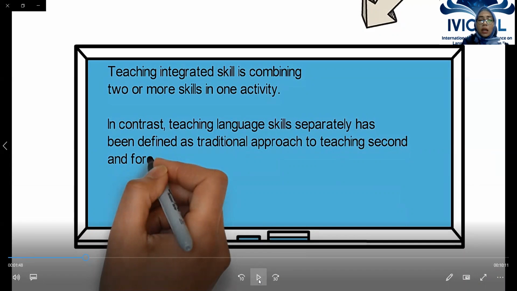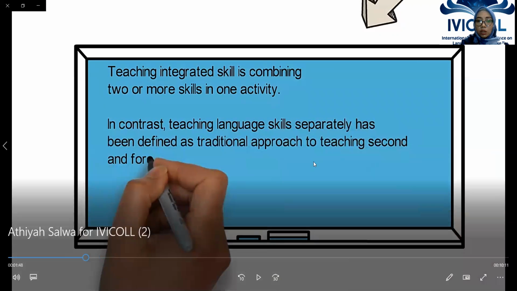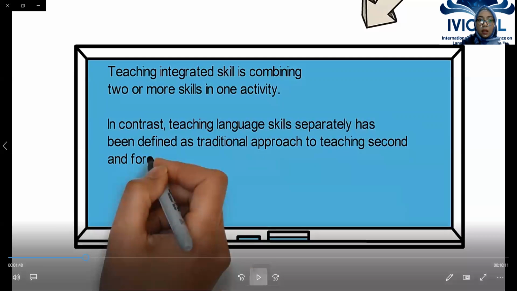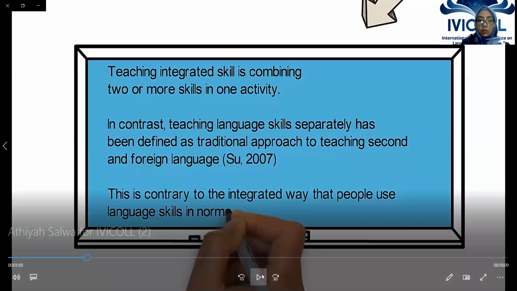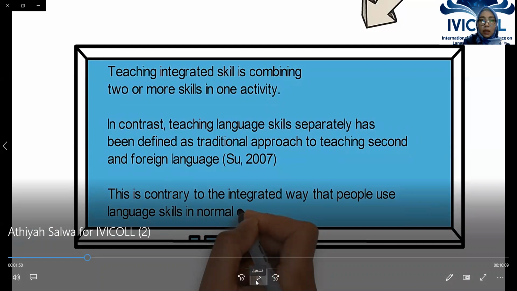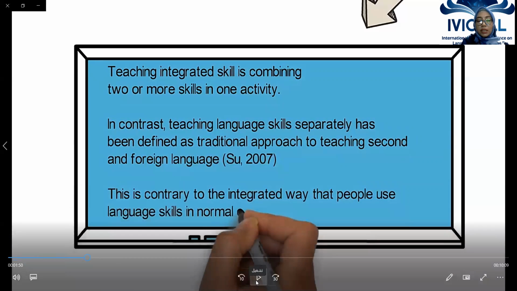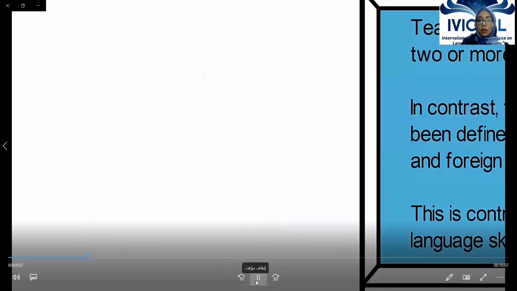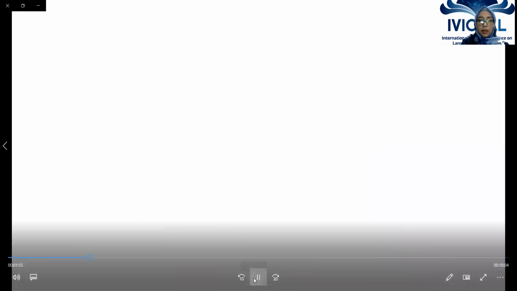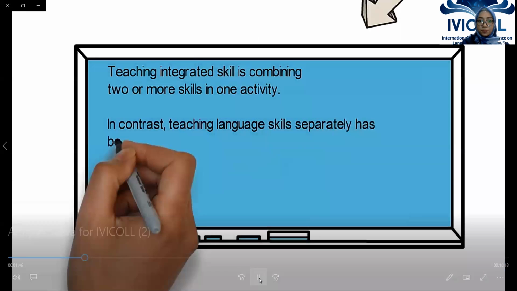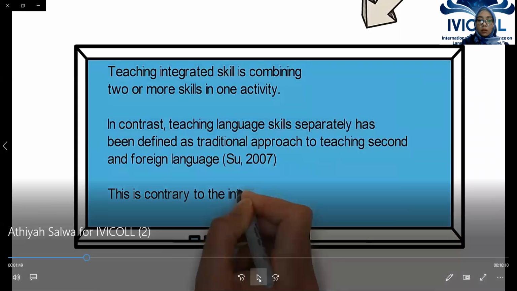In contrast to integrated skills, we sometimes separate skills, teaching only one skill at the first activity or in one instruction. It is usually called the traditional approach. And this is the contour of integrated skills. One image for teaching English as a second or foreign language is a tapestry.